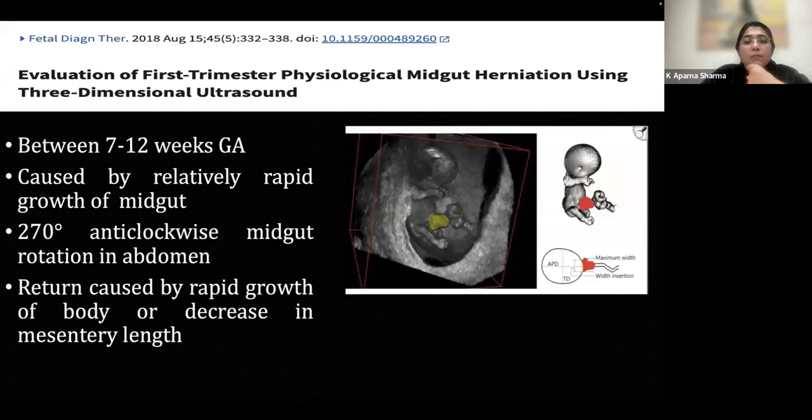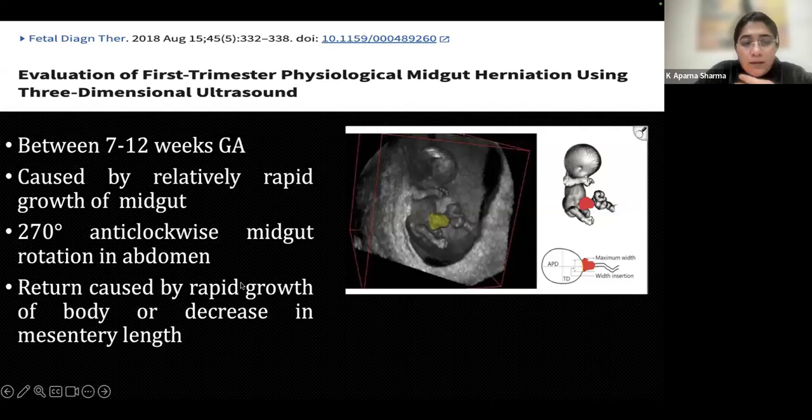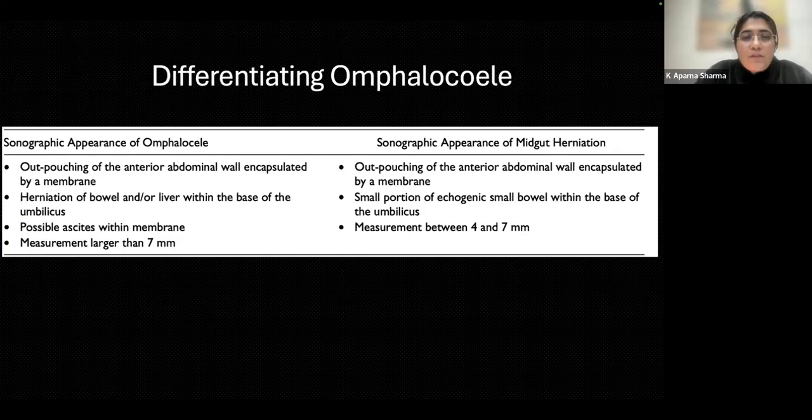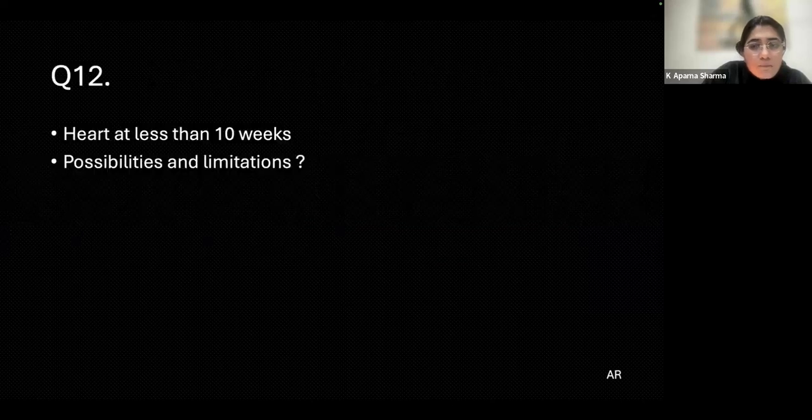Yeah, very correct. And between 7 to 12 weeks, like you said, it is happening, and it returns because of the growth of the body or decrease in the mesentery length. There are some features which can differentiate between omphalocele and midgut herniation. They say that if the measurement is larger than 7 mm, it is more likely to be omphalocele. If, however, it is between 4 to 7 mm, it is more like a midgut herniation. But what we completely have to agree is that beyond 12 weeks, it is abnormal. And if it is persisting, then we have to start thinking about omphalocele.